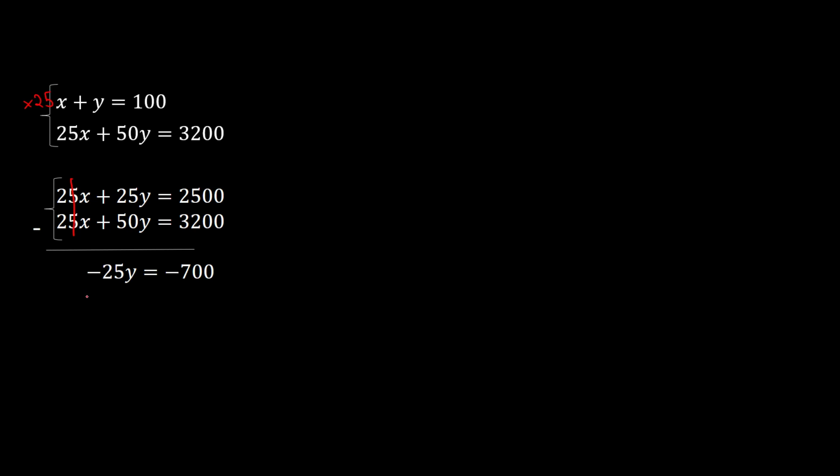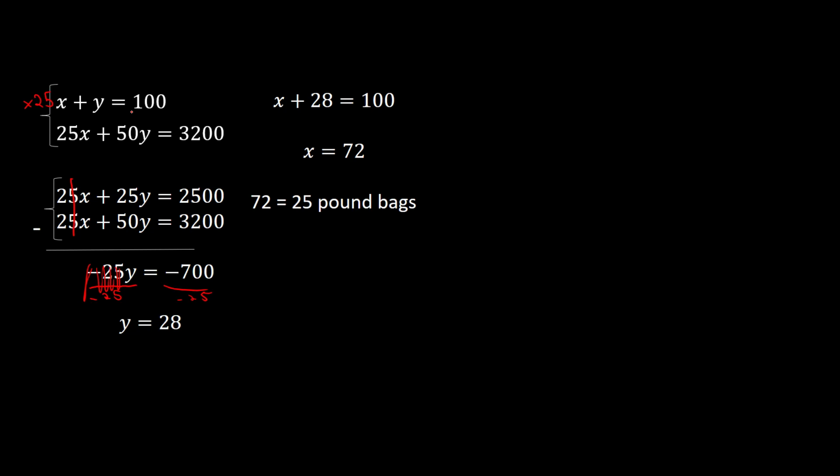So to solve this for y, from here, I just divide both sides by negative 25. And when I do that, the 25s will cancel. I'm left with a y. Negative 700 divided by negative 25 would give me a positive 28. So I found y. The question is, what is x? So I can plug y back into either equation. The first one would be the simplest. So if I take x plus 28, we know it has to equal 100. Well, what plus 28 gives you 100? That's going to be 72. So what I found is that there are 72 25-pound bags, and there are 28 50-pound bags.